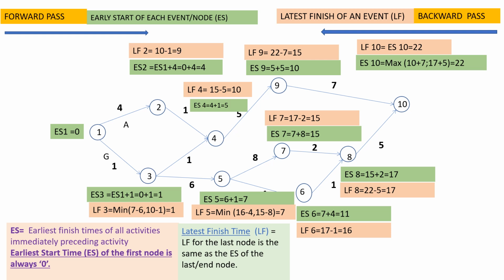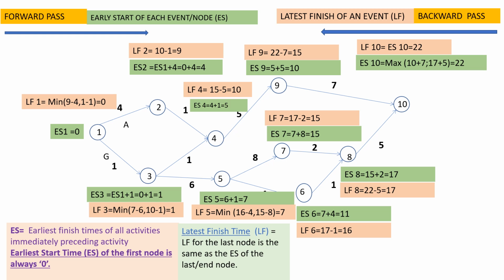Now latest finish of node 2 equals 10 minus 1, that is 9, and latest finish of node 1, again at node 1 two events are emerging. Those two events are 1 to 2 and 1 to 3. For 1 to 2 event, the latest finish calculated is 9 minus 4, and for 1 to 3 event the latest finish calculated is 1 minus 1. So the minimum is 0 and therefore latest finish at node 1 is 0.